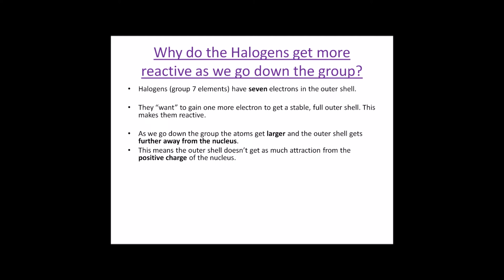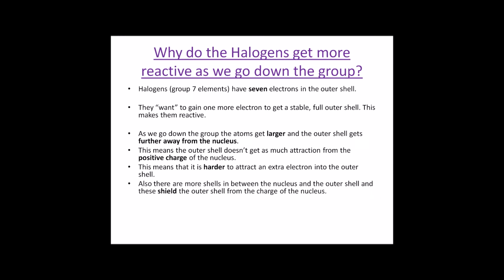So from fluorine to chlorine, we've had an extra electron shell. That new outer shell is further away from the nucleus, so it gets less attraction, less of a pull from the positive nucleus. And that means it's harder for it to attract an extra electron. So how reactive it is depends on how easy it is for the halogen to gain an electron. To gain an electron, it's got to be able to pull one in. As the outer shells get further away from the nucleus, further away from the positive charge, it's harder for them to gain that extra electron.